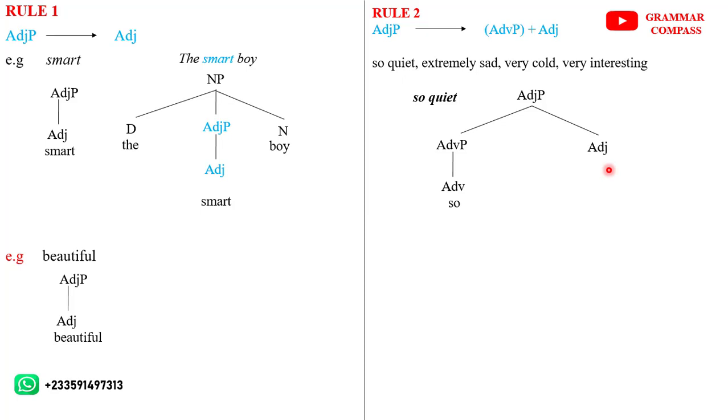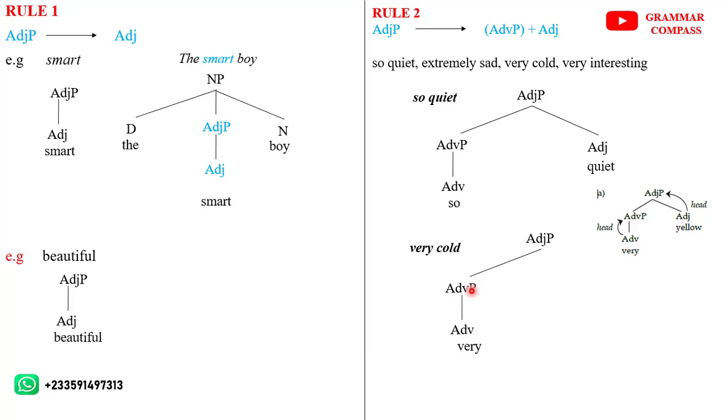Do you want to try more examples? Let us solve this one. Very cold. Can you pause the video and draw the tree diagram for it? This is an adjective phrase because very here is modifying cold. Now, since it is an adjective phrase, if we are expanding it, then we will write an ADJP. This adverb phrase consists of only one word, an adverb, that is very. We are done with the adverb phrase that is modifying cold in this adjective phrase.